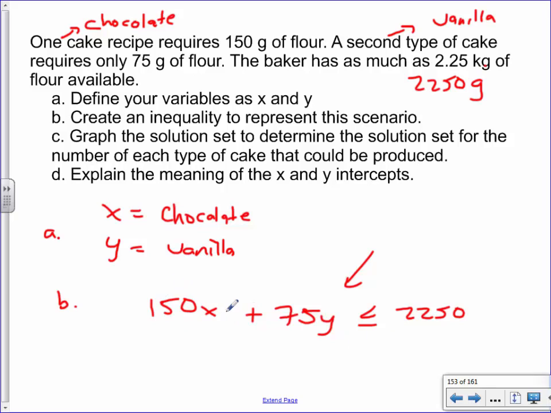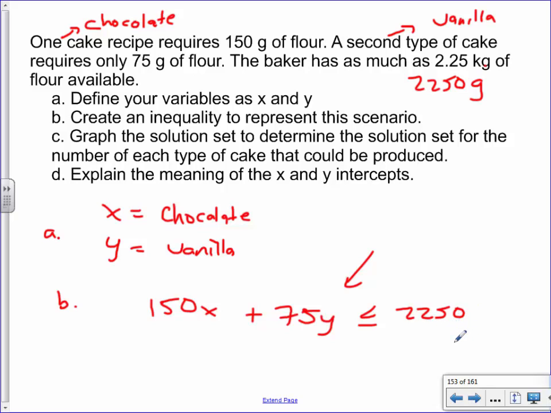So right here, this is how much flour it takes to make a chocolate cake. This is how much flour it takes to make a vanilla cake. And I don't know whether you're making 1 and 1 or 2 and 2 or 5 and 7, but however many of each type of cake you make, it better be less than 2250. Does that logic make sense?